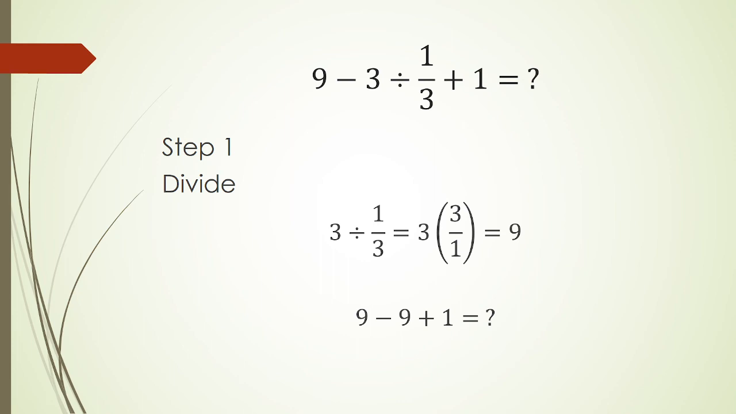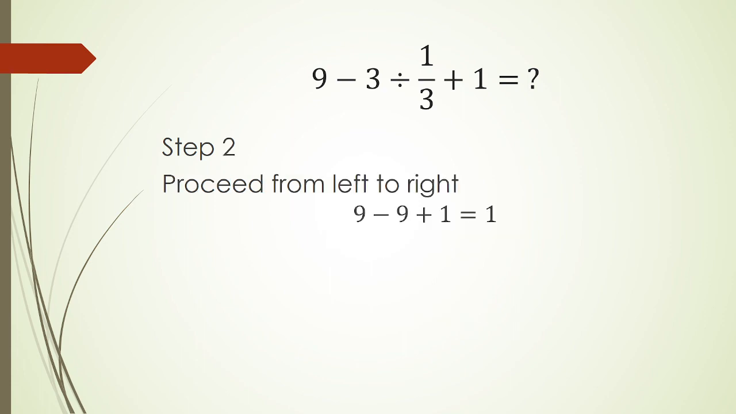And proceeding to multiplication, so what is 3 times 3 over 1? That should give us 9 over 1 or simply 9. So yan yung ating first step, and yung ating problem is now reduced to 9 minus 9 plus 1, which is relatively a very easy problem na. Of course, let's proceed to the next step, which is to proceed from left to right. So, subtracting first because yan yung nauna.